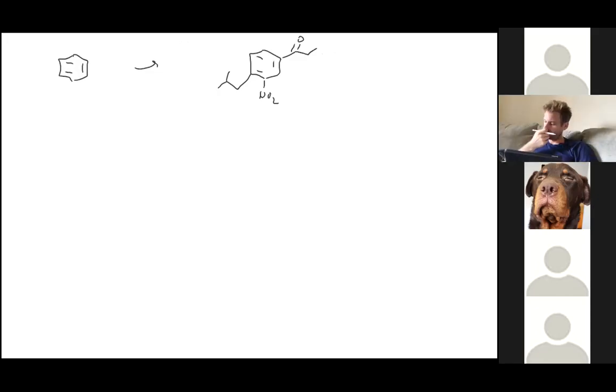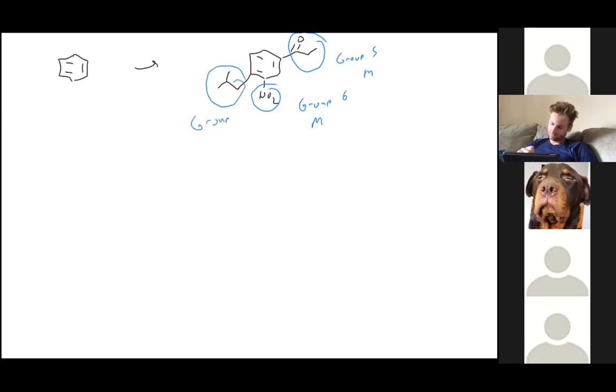Okay, so taking a look at this, we have 3 different groups on here. We've got a group 5. It's an ortho or meta director. We have this nitro here. It's a group 6, also meta director. And we have an alkyl group. It's a group 3. Makes it an ortho para director.